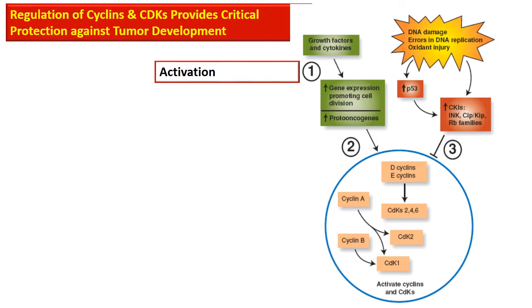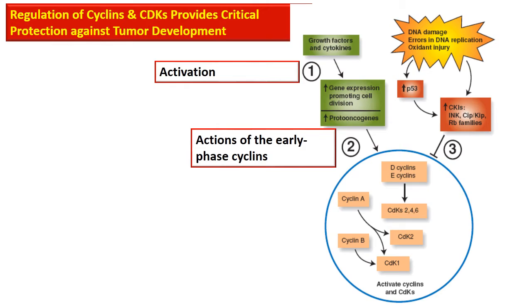When a cell receives a signal by a growth factor and cytokines, it is activated and there is increased gene expression that promotes cell division and increased proto-oncogene expression. This will lead to the action of early phase cyclins. Cyclins D and E activate cyclin dependent kinases 2, 4 and 6, while cyclin A activates cyclin dependent kinases 2 and 1, while cyclin B activates cyclin dependent kinase 1.